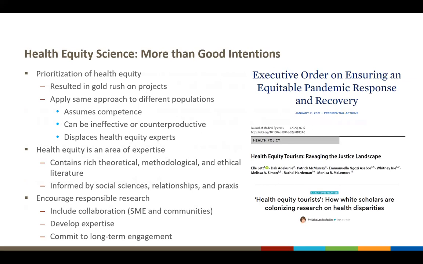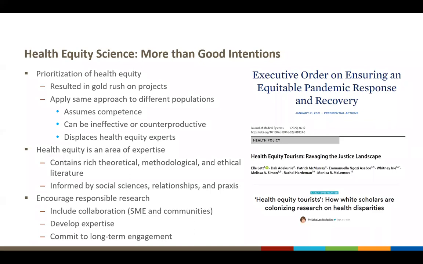However, despite this institutional limitation, we've seen over the past couple of years the prioritization of health equity, both within the institutions and society overall, right? This has resulted in kind of a gold rush on projects and a search for funding and incorporating health equity terms in those proposals to try and secure funds that have been made available to address some health inequities, right?